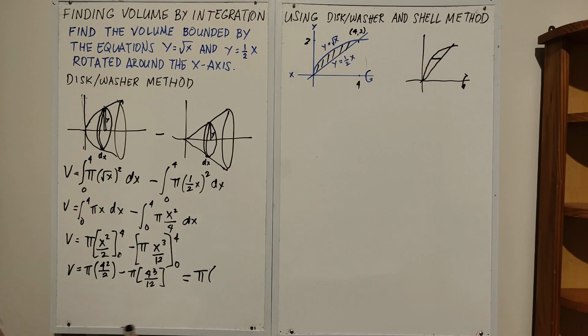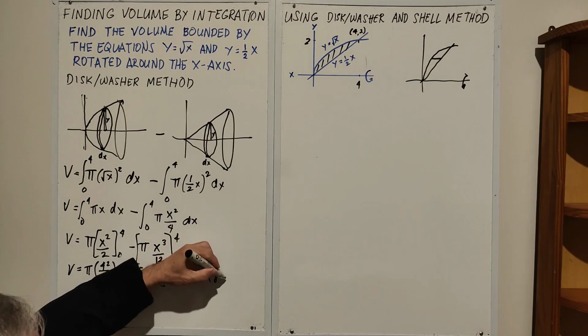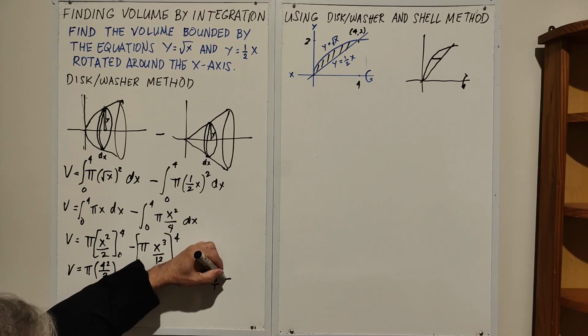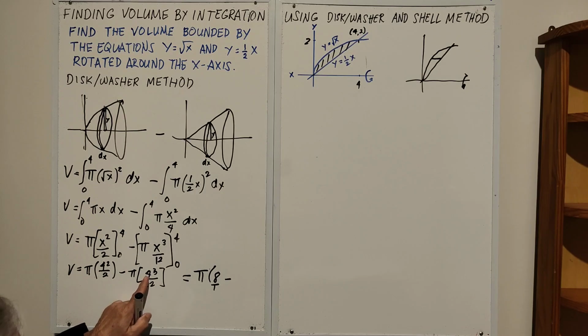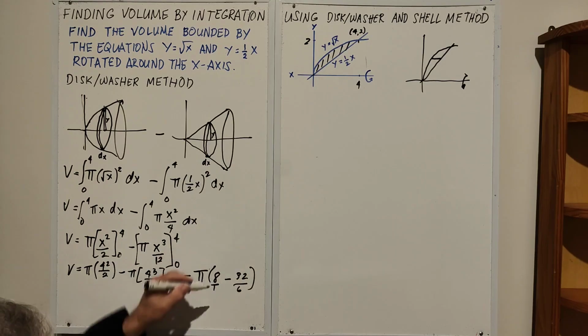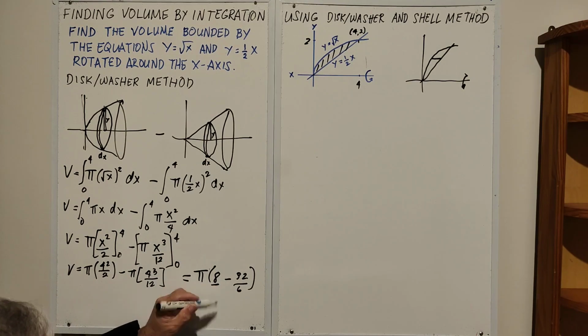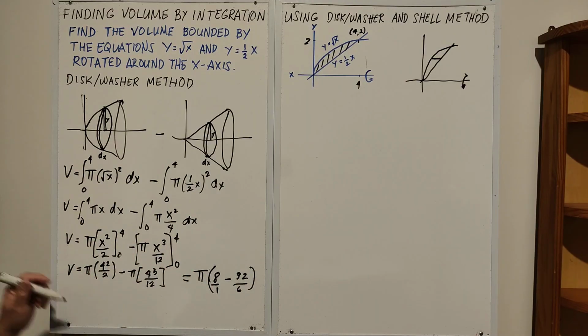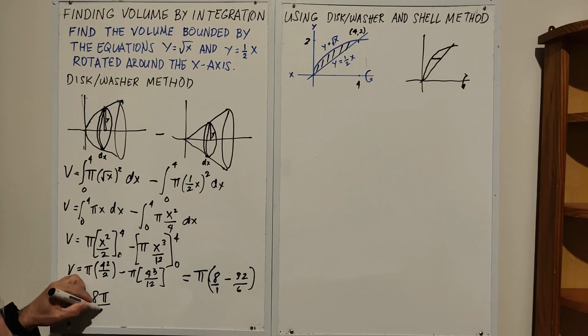We have 4 squared over 2, which is 4 times 4, 16, divided by 2 is 8, over 1 minus, so 4 cubed is 64, 4 times 4, 16 times 4, 64 divided by 12, reduced to lowest term, it will be 32 over 6. So this is more algebra now. But in summary, your volume will become 8 pi over 3.